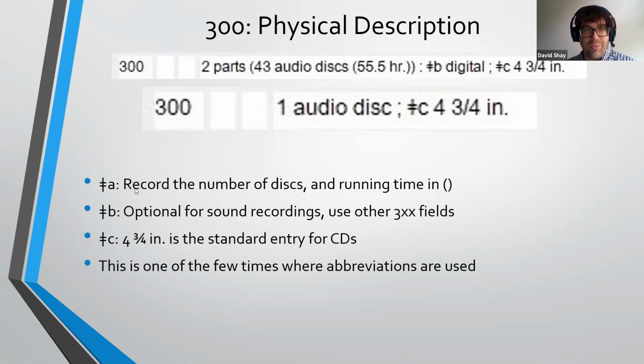Again, in subfield A, record the number of disks and your running time in parentheses. So here for Oathbringer, we've got 2 parts, so I suspect the disks are in 2 separate cases: 43 audio disks running at 55.5 hours. Your subfield B is digital for sound recordings. And then again, it's 4 3/4 inches for size.